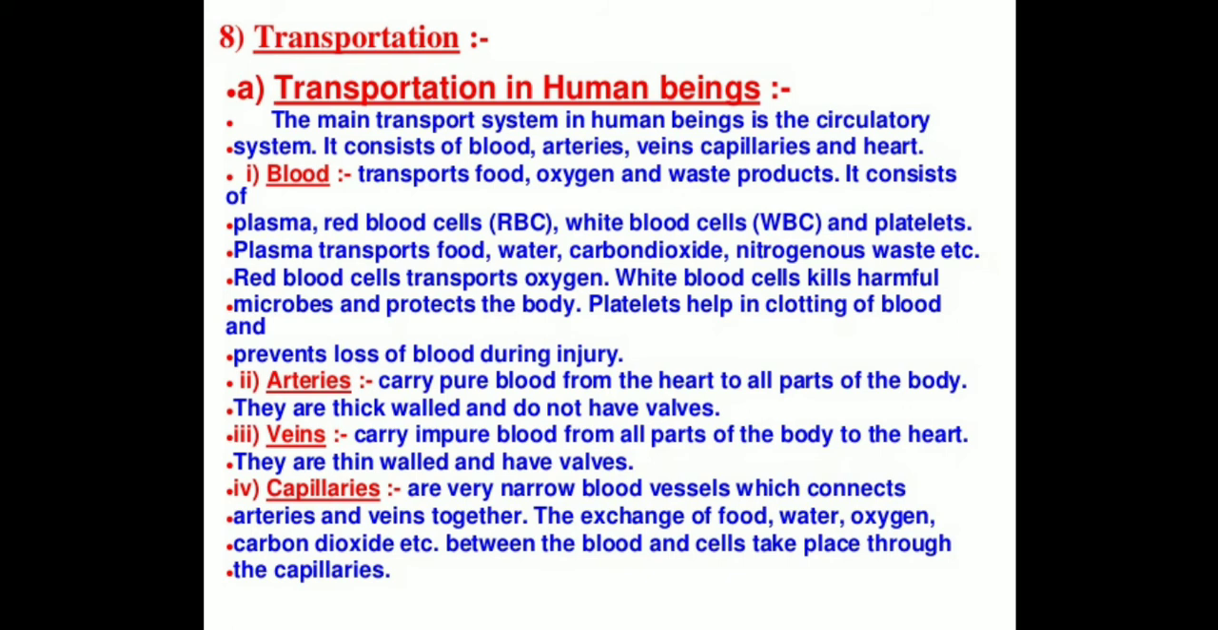Arteries carry pure blood from the heart to all parts of the body. They are thick walled and do not have valves. Whereas veins carry impure blood from all the parts of the body to the heart. They are thin walled and have valves.